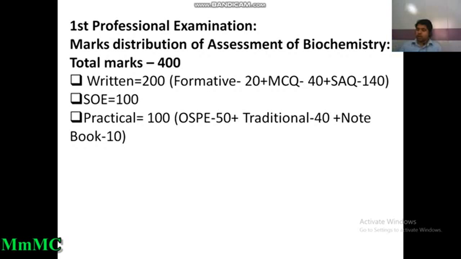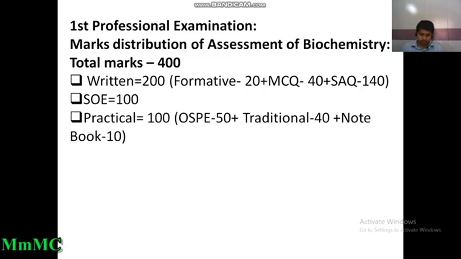Nutritional importance of carbohydrate, lipid, protein, and glycemic index of food. This glycemic index is very, very important for diabetic patients. According to the glycemic index of the food, we make the diet plan of a diabetic patient. So the question arises as a short note on glycemic index of food, or only glycemic index. Understand?